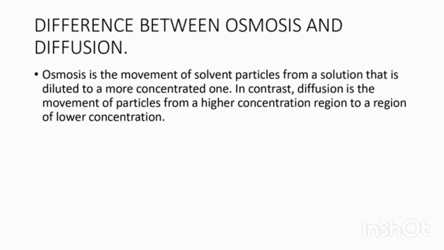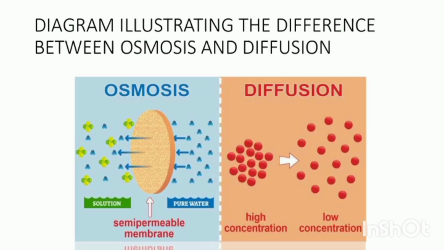Now, the difference between osmosis and diffusion. First, in osmosis there is a cell membrane, while in diffusion there is nothing like a cell membrane. In osmosis, movement is of solvent particles, while in diffusion movement is of particles, not solvent particles. Meaning osmosis involves the use of water. If somebody asks you why osmosis is a special type of diffusion, you can answer that it is because it involves the use of water.